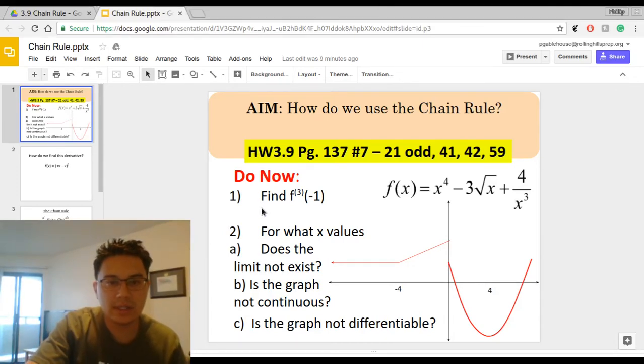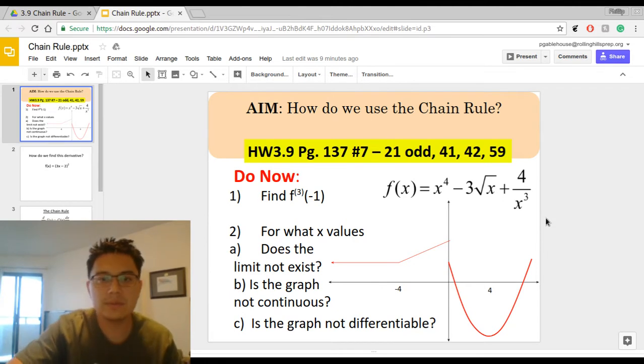So we're going to go ahead and get started. This is going to be our last special derivative rule. This is your book assignment, this page 137 assignment here. We'll work on this during class.